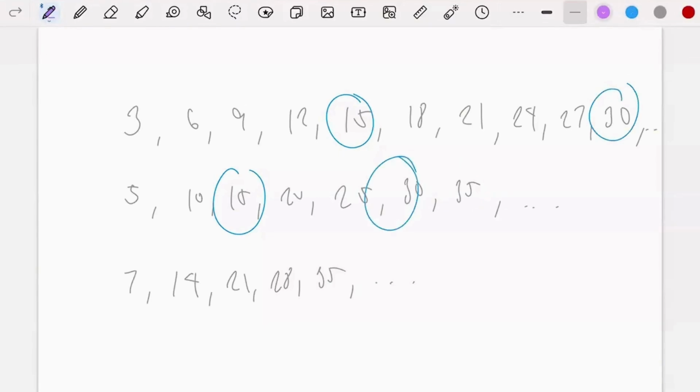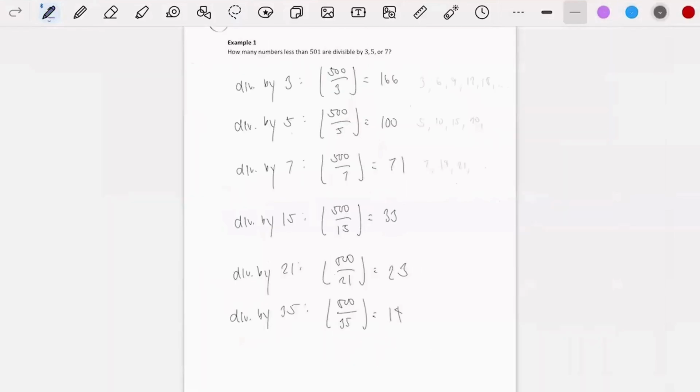And then what else do we subtract? We subtract the ones that are multiples of 21, right? Because 21 is over here and it's over here. So it's counted twice already. So we subtract it. Same thing goes for 35, right? So what do we have so far? We've got 166 plus 71. And then we subtract away those that are divisible by 15, those that are divisible by 21, and those that are divisible by 35, because they're counted twice already.